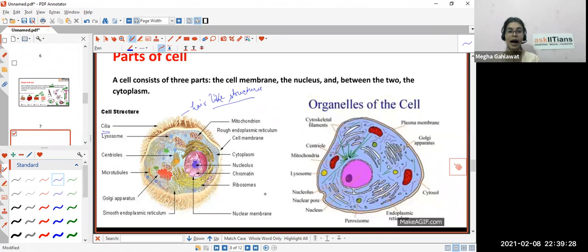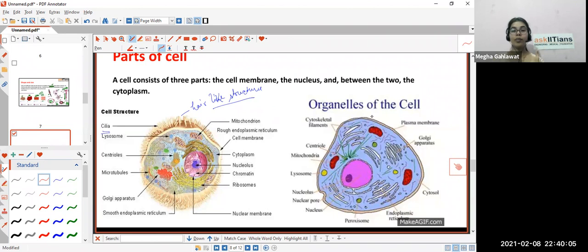Next we have the cell wall. Cell wall is present in the plant cell. We'll be learning more about the cell wall in the next session. Cell wall is basically responsible for the protection and sturdiness of the cell, and it also helps in maintaining the structure and shape of the plant cell. Why do plants require the cell wall? Because they cannot move from one place to another. So in order to have the shape properly maintained, they have the cell wall.